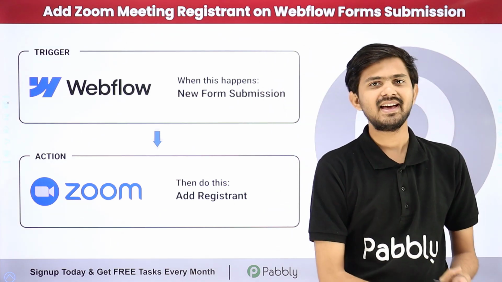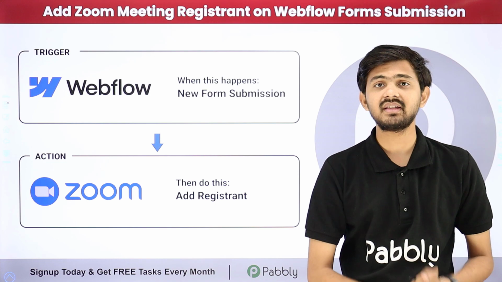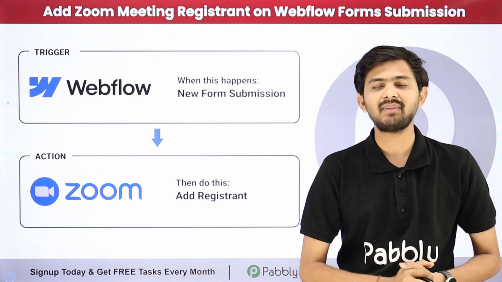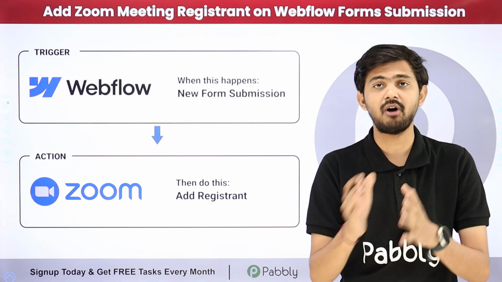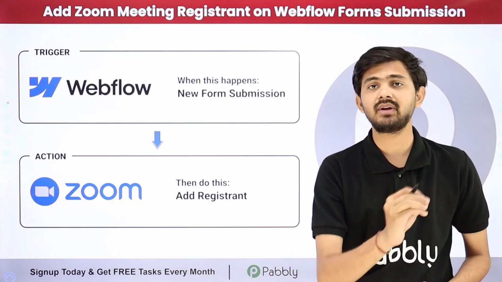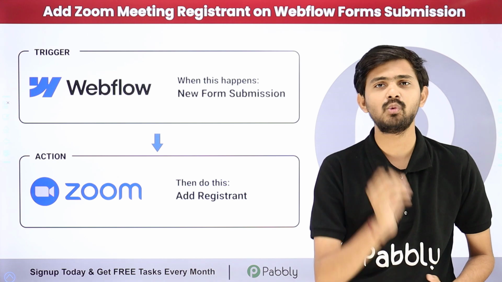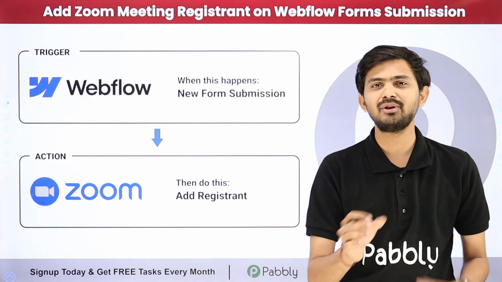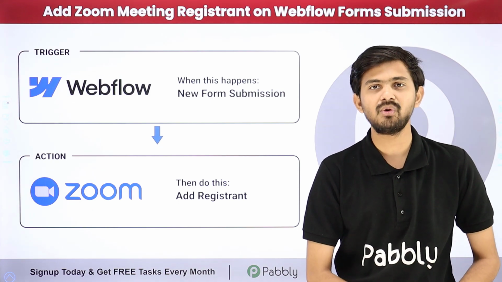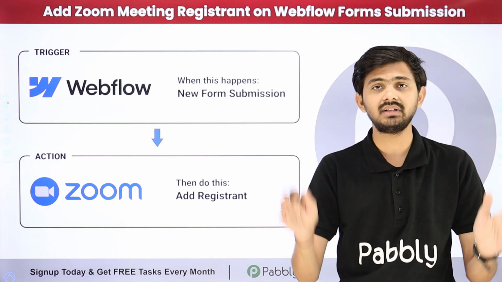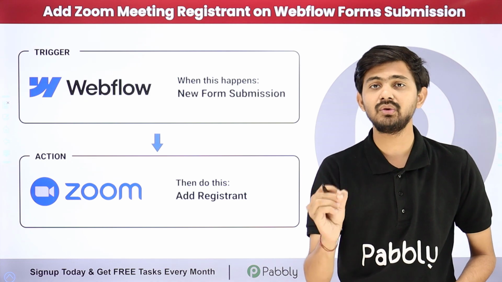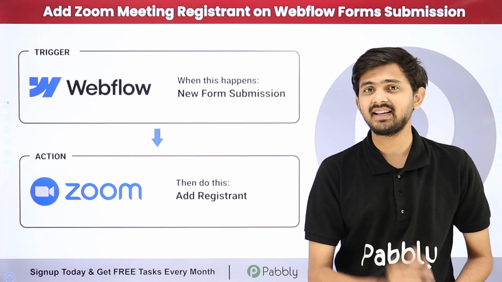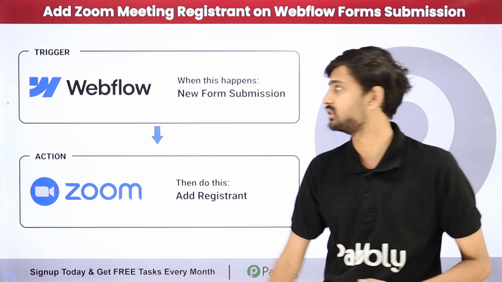So I am running a business, and for my business I have added my website by using Webflow. Now here in my website I have also added my sign up form, and through this form I'm going to get all the detail of my new registrant who want to get the consultation. So here what I want to do is that whenever I'm going to receive a new form submission through Webflow, then automatically by using all the detail of that form submission, I want to add a new registrant in my Zoom meeting.